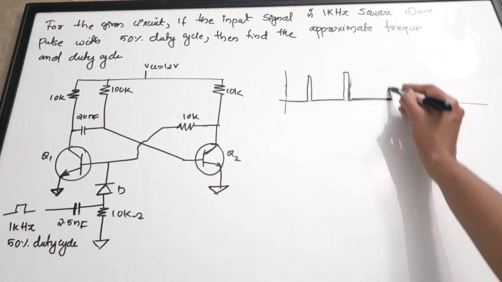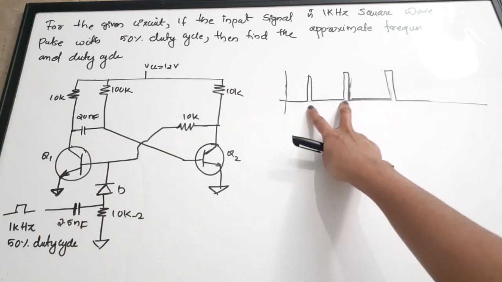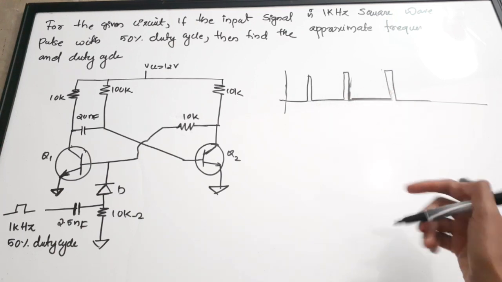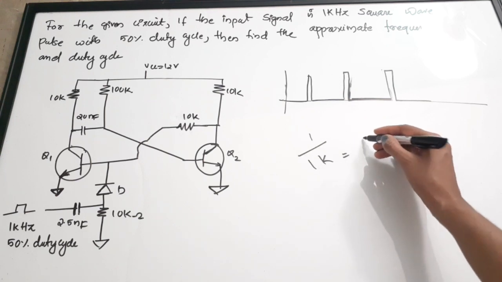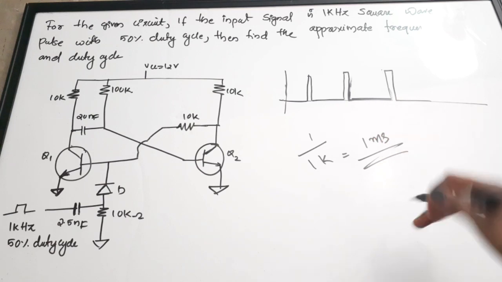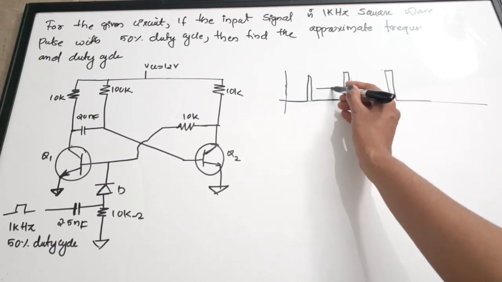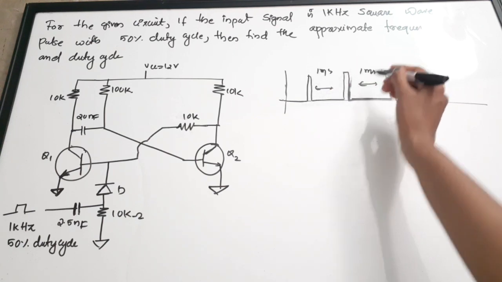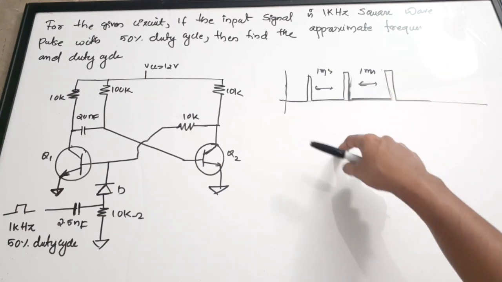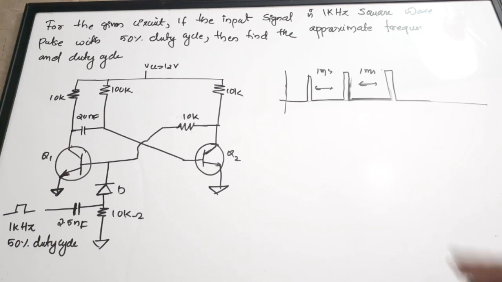If the frequency is 1 kilohertz, what will be the time period between these pulses? It will be 1 by 1k, which is equal to 1 millisecond, right? So the time difference between these pulses is 1 millisecond. 1 by frequency is the time period. So the time period is 1 millisecond for the pulse train, or you can call it the triggering pulse.